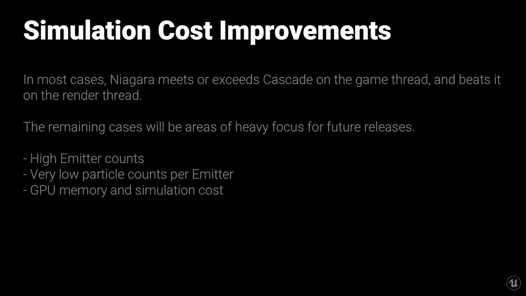In most cases, Niagara now meets or exceeds Cascade performance on the game thread, and beats it on the render thread. Those remaining cases where it doesn't will be areas of heavy focus for us in future releases, particularly in areas of high emitter counts in a given system, or emitters with very, very low particle counts, where you pay a lot of overhead for the emitter. And from a GPU simulation perspective, we know there's lots of low-hanging fruit from both memory and simulation cost perspectives.